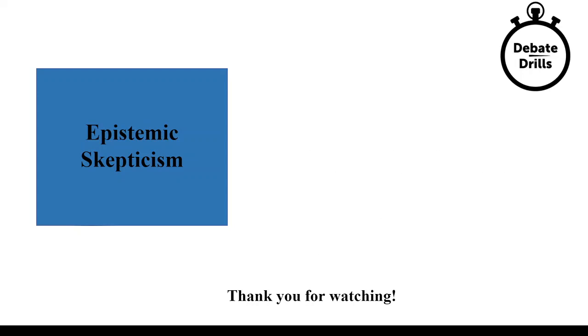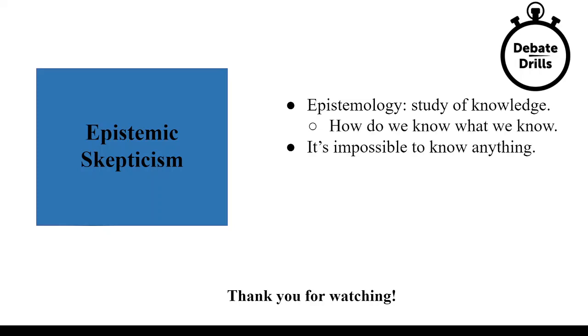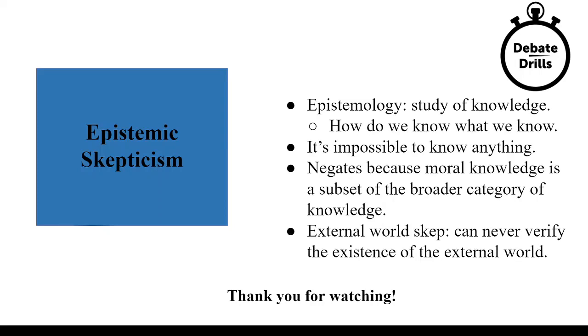The final type of skepticism that I'll discuss is epistemic skepticism. So epistemology is the study of knowledge. So basically, how do we know what we know? How do we come to conclusions about the world? How are we able to verify knowledge? These are all questions of epistemology. And so epistemic skepticism says that this project of epistemology is basically impossible. It's impossible to know anything. We can't confirm or verify anything about our existence or about knowledge. And that would negate, because moral knowledge is a subset of the broader category of knowledge. So if knowledge is impossible, that would imply that moral knowledge is also impossible.